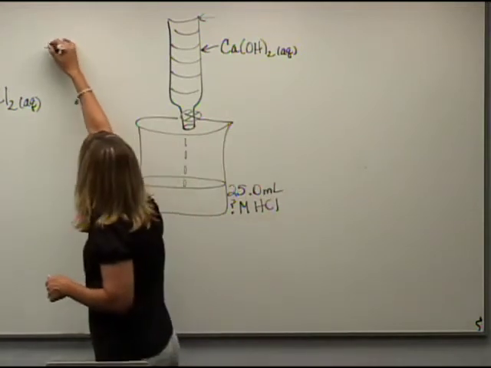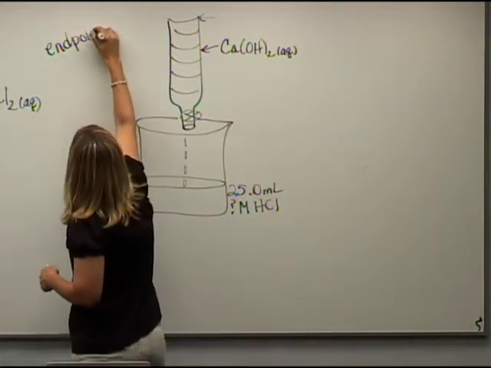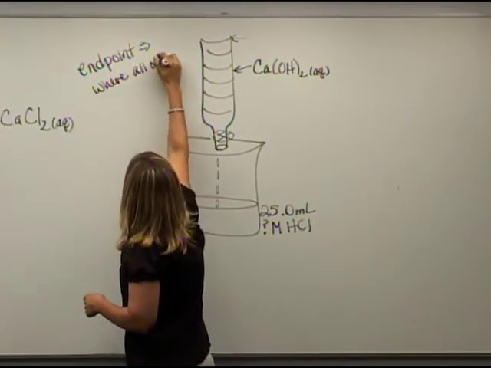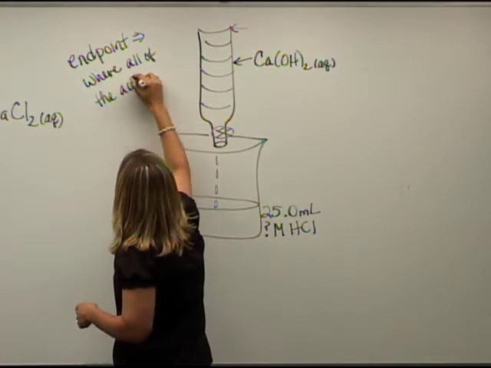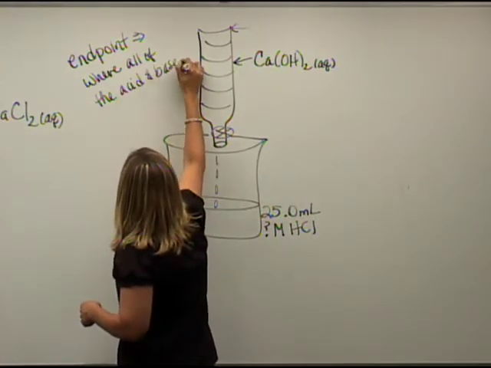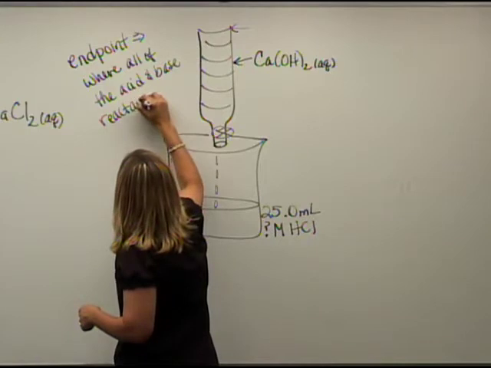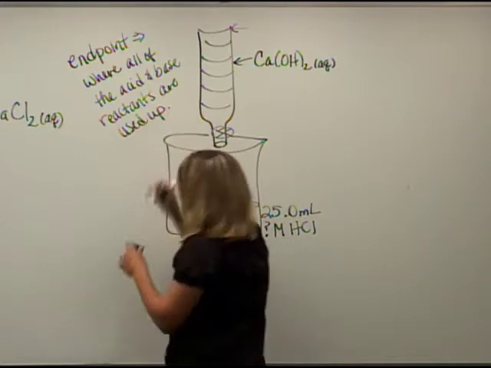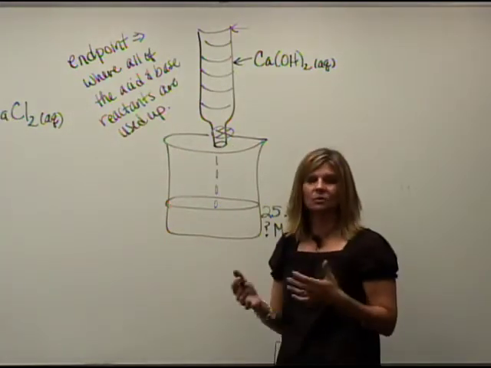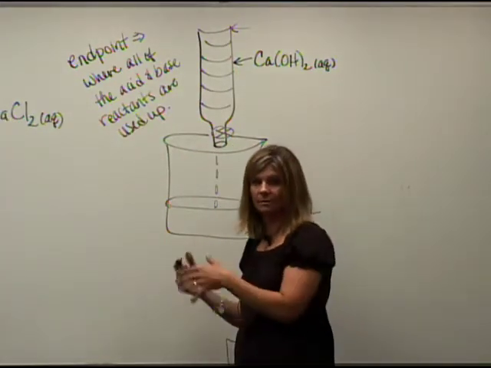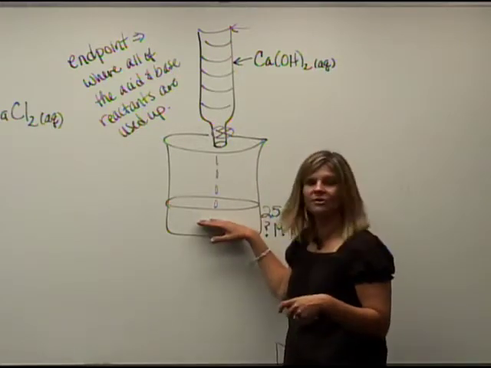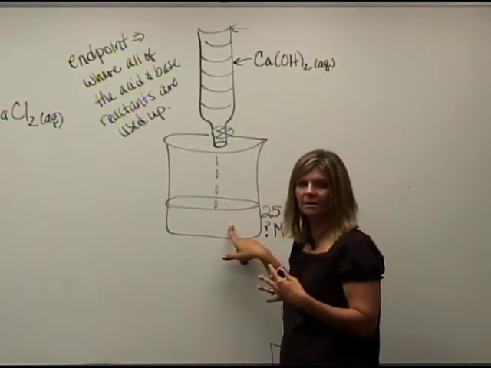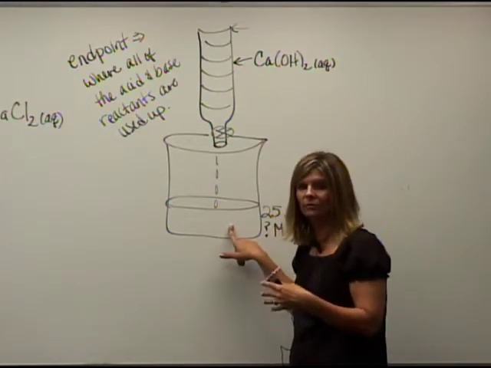So the end point is where all of the acid and base reactant are used up. Really what that's telling us is there's no limiting reactant to this particular reaction. All of the HCl is gone, and I've added just the right amount of calcium hydroxide to react. And I've got a balanced reaction that will help me relate those two things to one another.